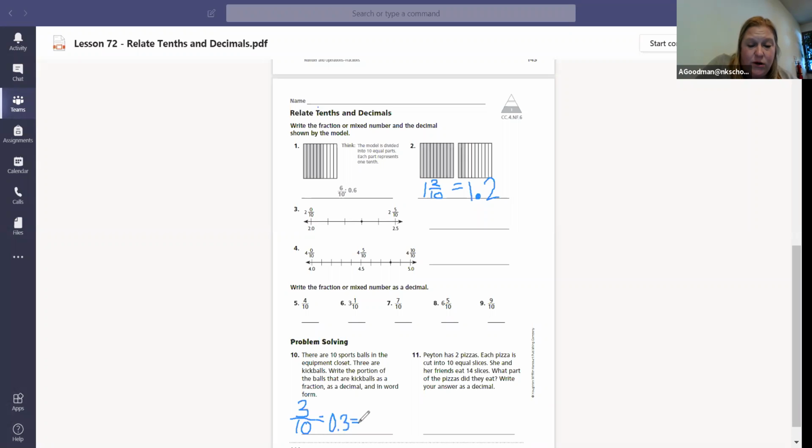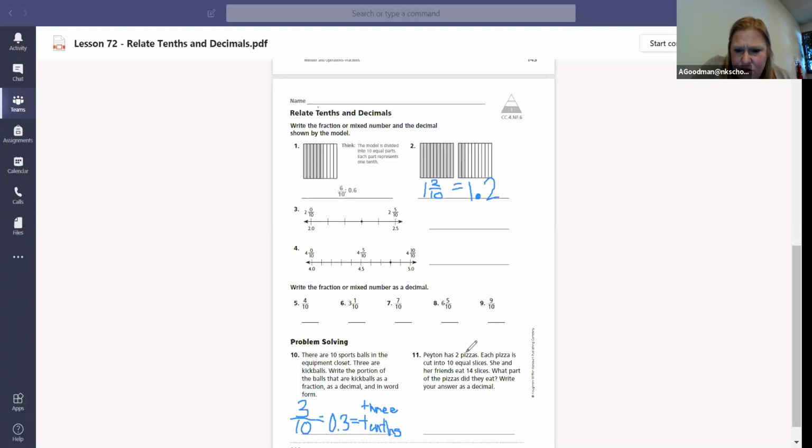And in word form, I'm going to have to write it up and down. So 3 tenths. T-E-N-T-H-S, 3 tenths. All right. So what is the part of the fraction? Write your answer as a decimal. So this one just has to be a decimal.